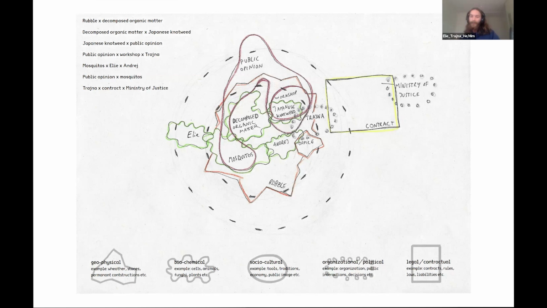So here is a little map of Crater. Of course, it is impossible to identify all the bodies that make up your project. It would be an infinite index. But here I wanted to start with the soil, with the ground, and then I tried to follow a bit of a chain and intuitively also what felt important. So I started with the rubble, which is an important element of the soil, and on which a lot of decomposed organic matter allows for plants to grow, for example, the Japanese knotweed. And here you see this Japanese knotweed is entangled in a lot of relationships.